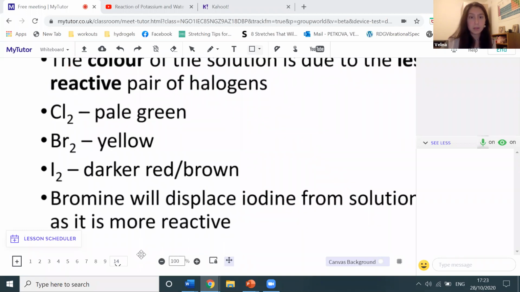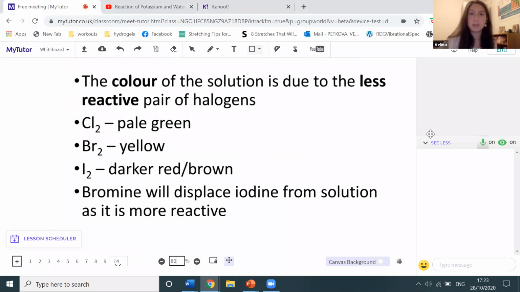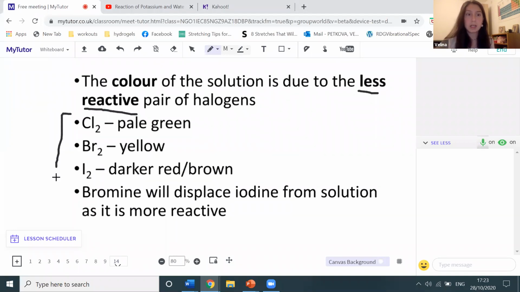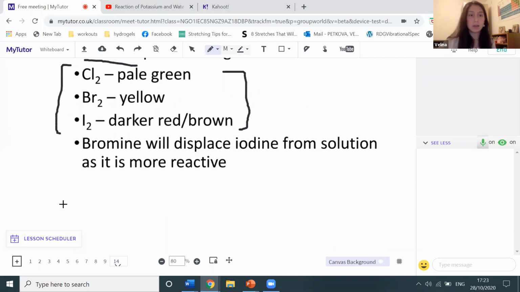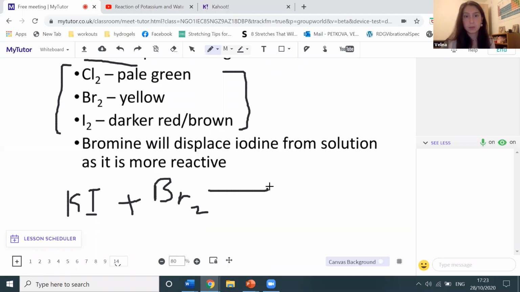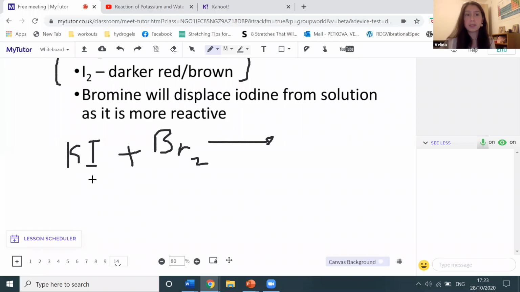Okay, now this is linked to our displacement reactions. So the color of the solution is due to the less reactive pair of halogens. So look, these are some colors I think you do have to remember. So if, say, we had potassium iodide and we added bromine to it, will the bromine displace the iodine? Yes or no? What do people think?